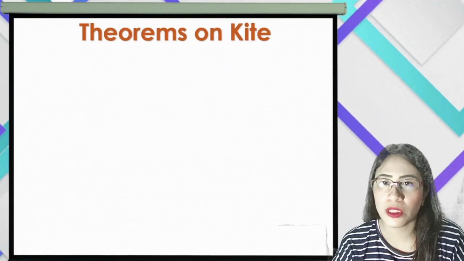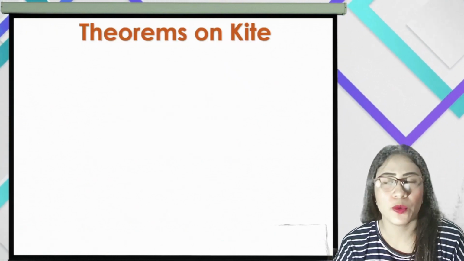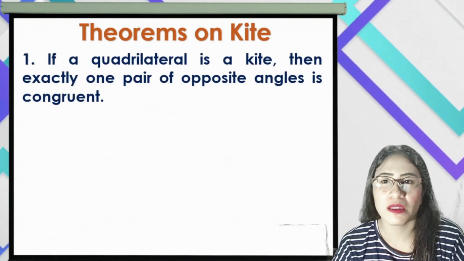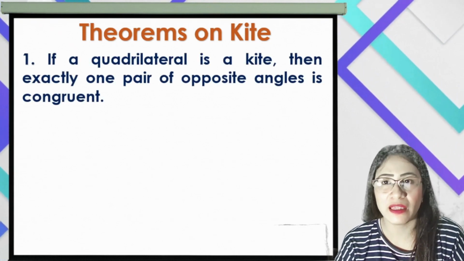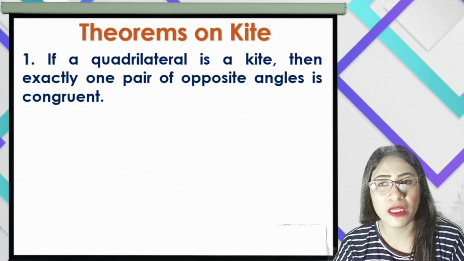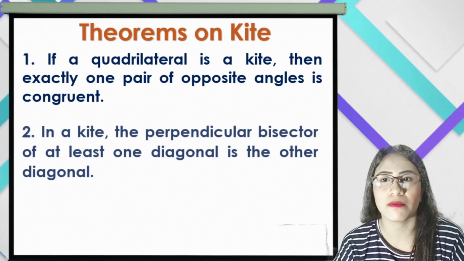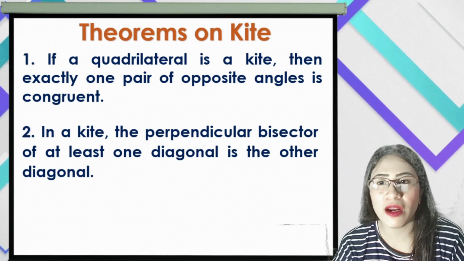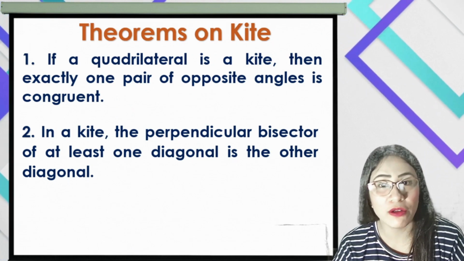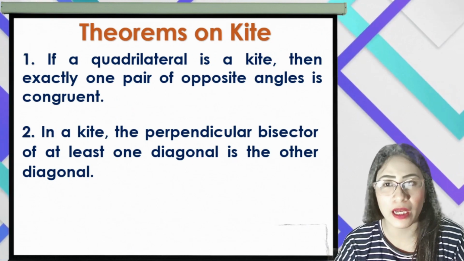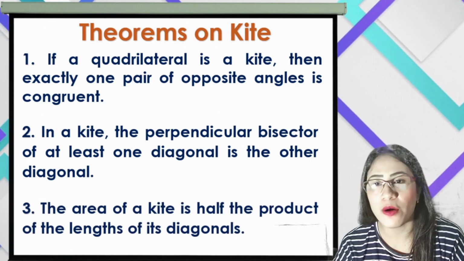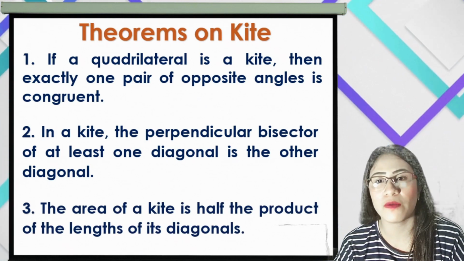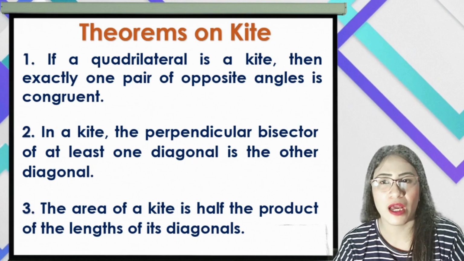Let's go to theorems on kites. Let us review. The first theorem is if a quadrilateral is a kite, then exactly one pair of opposite angles is congruent. In a kite, the perpendicular bisector of at least one diagonal is the other diagonal. The third one is the area of a kite is half the product of the lengths of its diagonals.